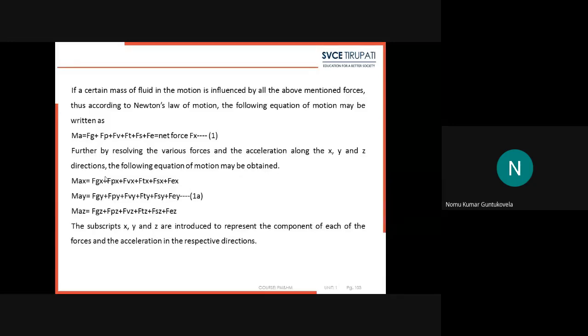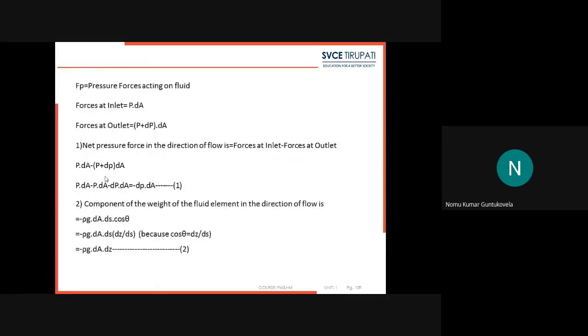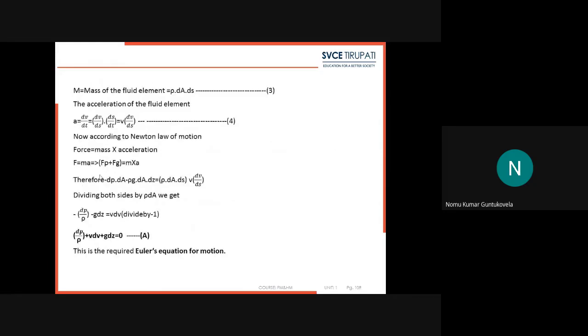For example, if we need to get the Reynolds number, Reynolds number equals inertial forces divided by viscous forces. If we need to get the Froude number, we need to find the inertial forces with respect to gravitational forces. With the help of this, we will find Bernoulli's equation. Here we have dp by rho plus v dv plus g dz equals 0, which is nothing but Euler's equation. If we integrate this, we will get Bernoulli's equation.